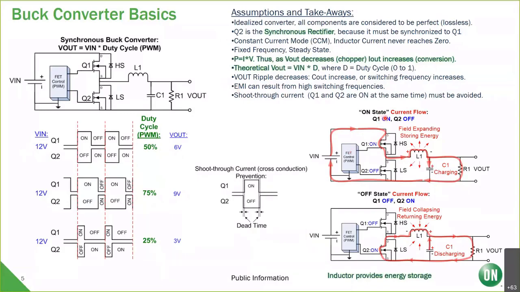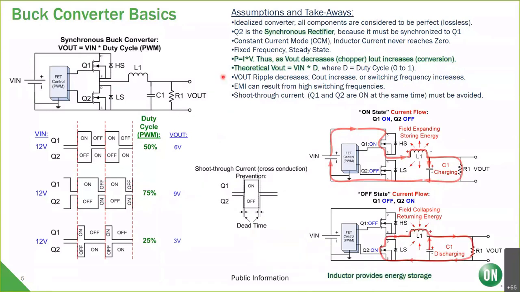So during the on state, we'll look at the current flow. When Q1 is on, which is what's considered the on state, that's when you start energizing the inductor. You start building up a field, and it starts expanding, and you're storing energy. And this is really, the inductor provides energy storage. You're also charging the output capacitor, and you're putting energy into the load. And then when Q1 goes off and Q2 goes on, now your load is being powered by the collapsing inductor. So those are the basic principles, assumptions, and takeaways for buck converter basics.